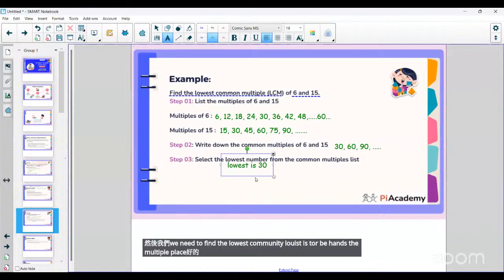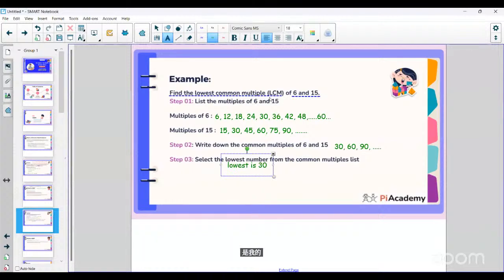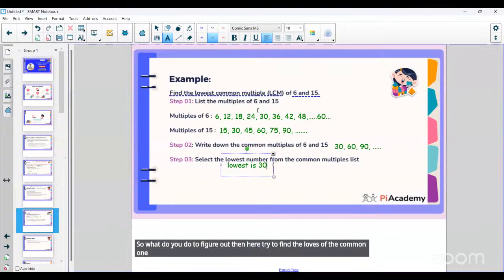Okay. So what you do to figure out LCM? Firstly, list out the multiples. Try to find the lowest of the common ones, or the first common multiple.